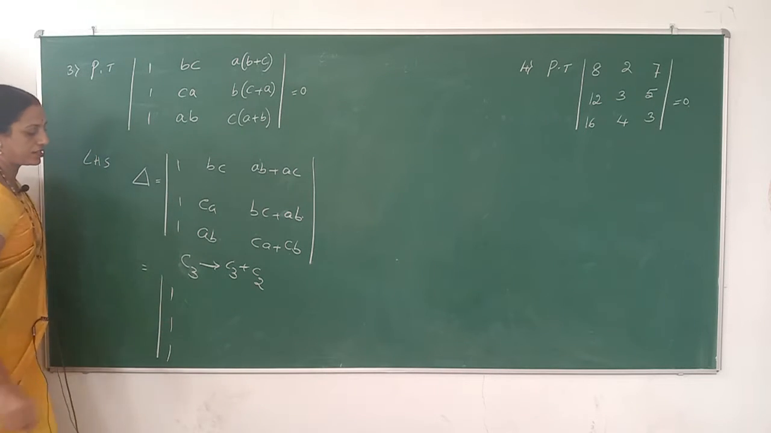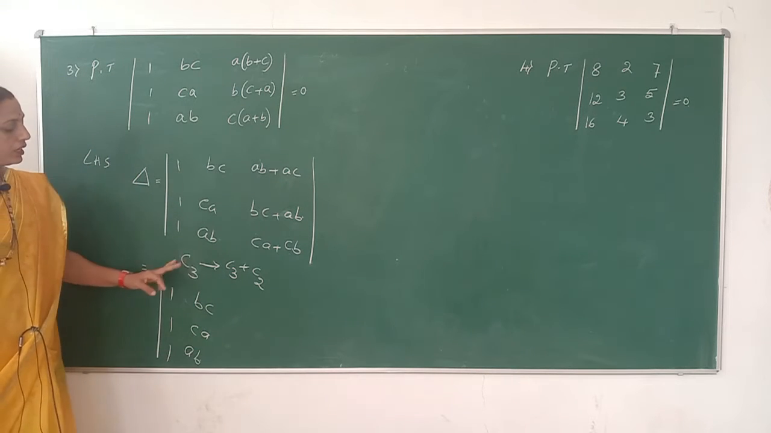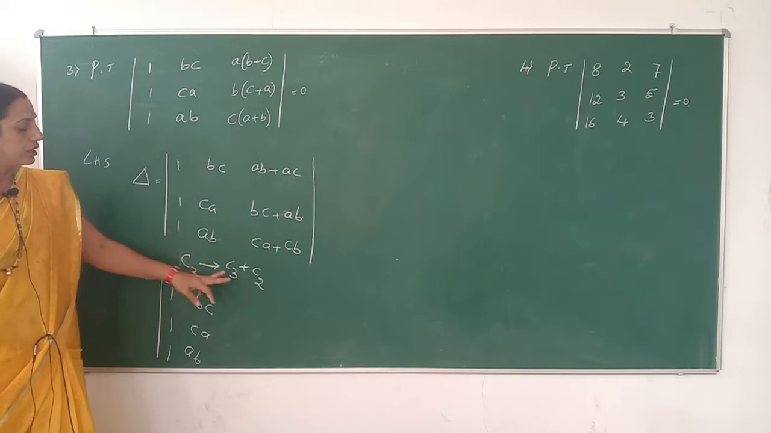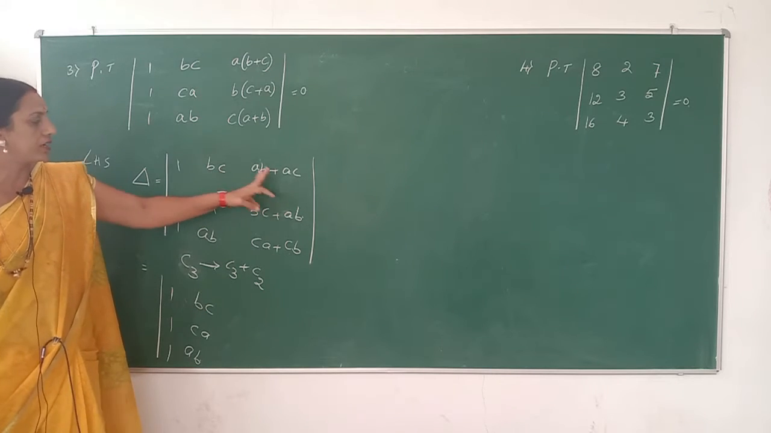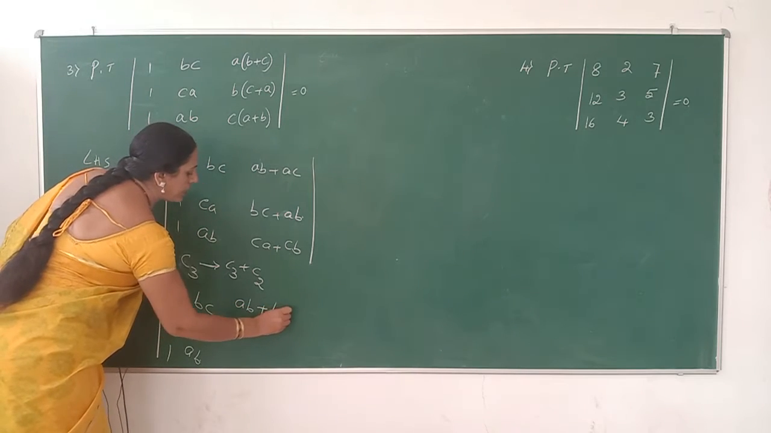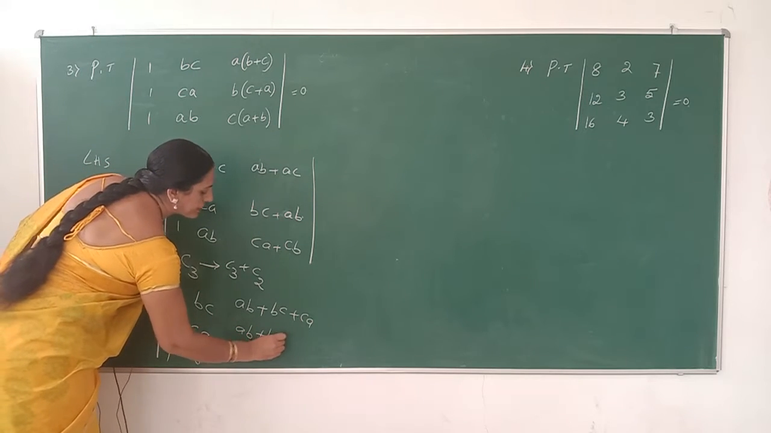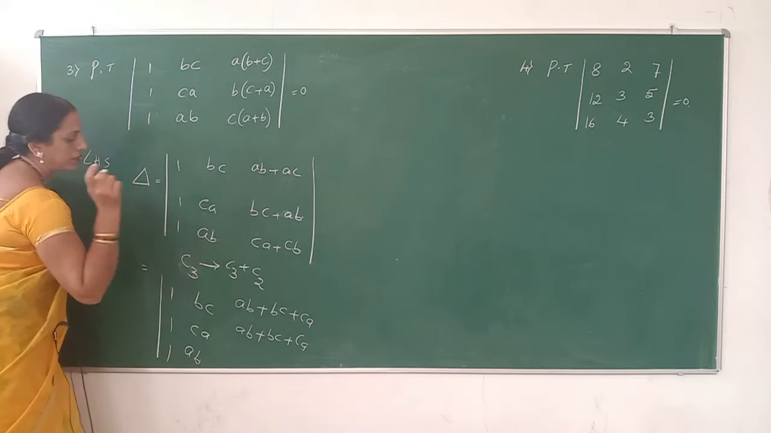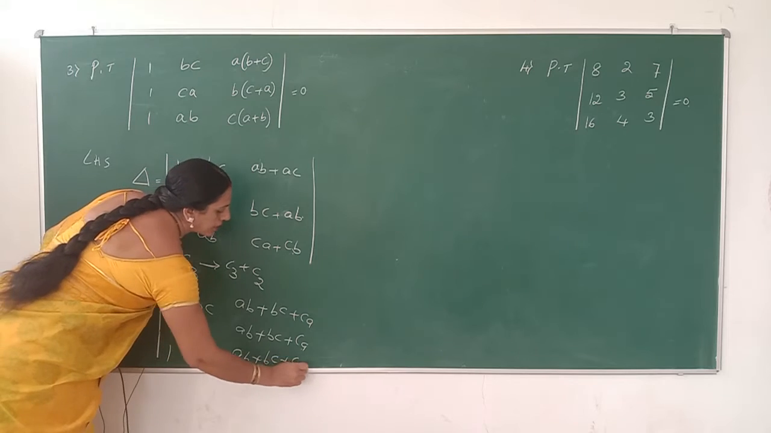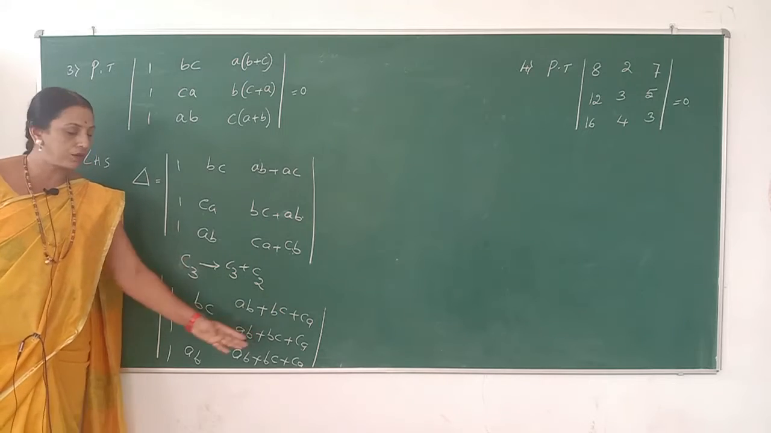The elements of the first column are the same, and the second column is also the same. Now the operation applies only to the third column. The first column is 1, 1, 1, the second column is BC, CA, AB, and the third column is the sum of the second and third columns, which is AB plus BC plus CA. Similarly, the second element is AB plus BC plus CA, and the third element is AB plus BC plus CA. So we observe that all the elements of the third column are the same.